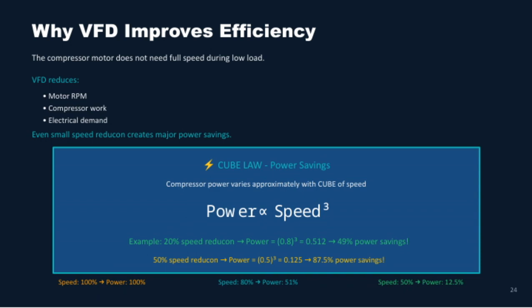This happens because power varies roughly with the cube of speed. Variable frequency drives take advantage of this, reducing motor speed during low demand, which saves a huge amount of energy. That's why VFDs improve efficiency so much.